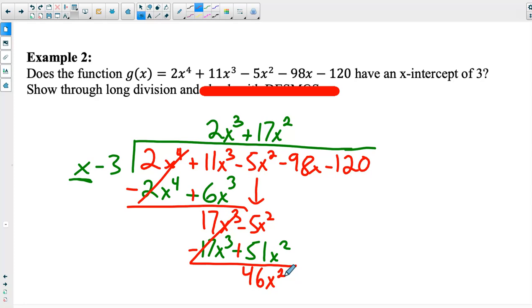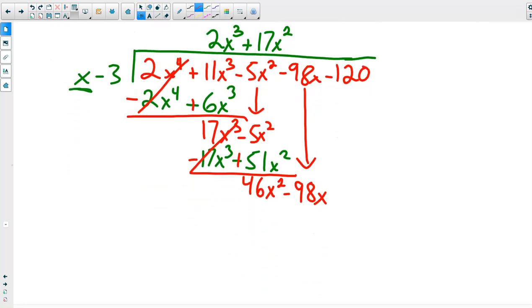What do I do now? Bring down the 98x. Reminders. Or not reminders, what do I do next? You guys are doing really good, so I'm gonna keep letting you go. 46x, good. Again, notice how it goes cube, square, and then just an x. So plus 46x. I multiply it, I distribute really.